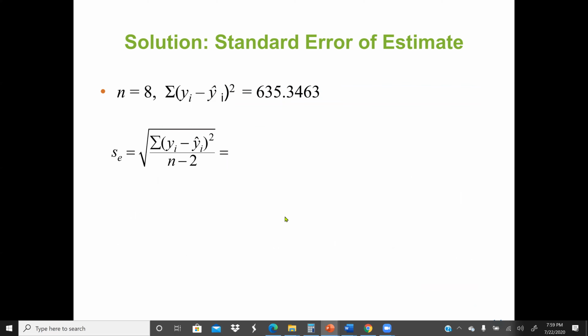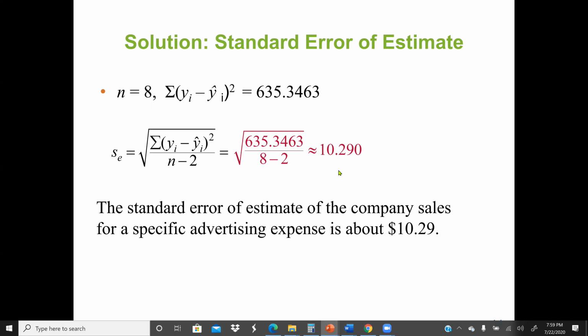Now we should be able to find our estimate. So it will be 635.3463 divided by the sample size, which is 8 minus 2. So the standard error of estimate will be 10.290. So here we say the standard error of estimate of the company's sales for a specific advertising expense is about $10.29.